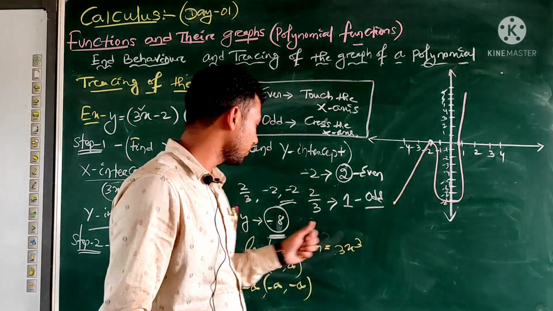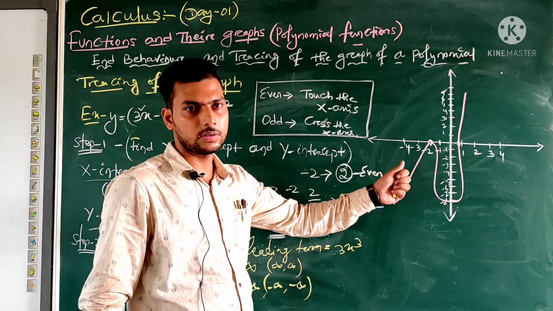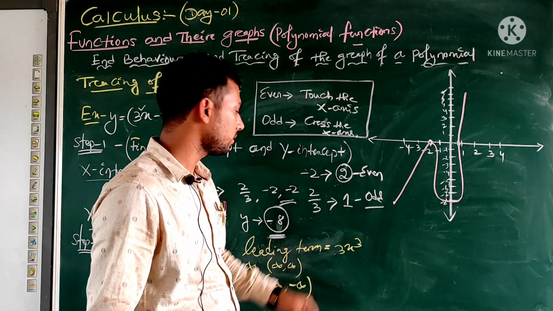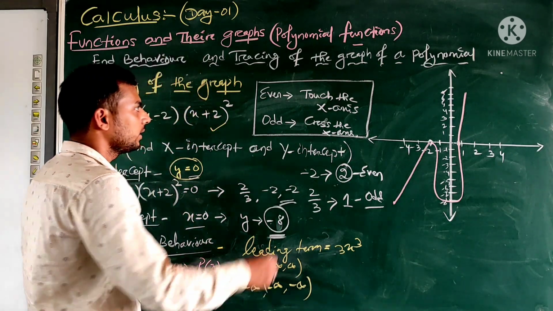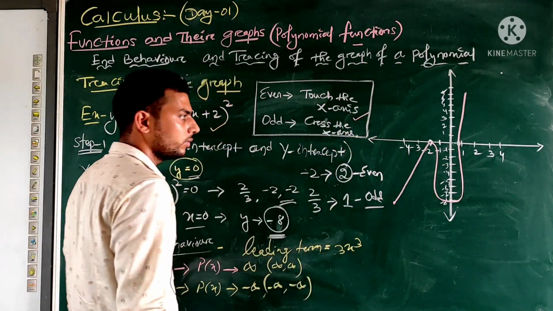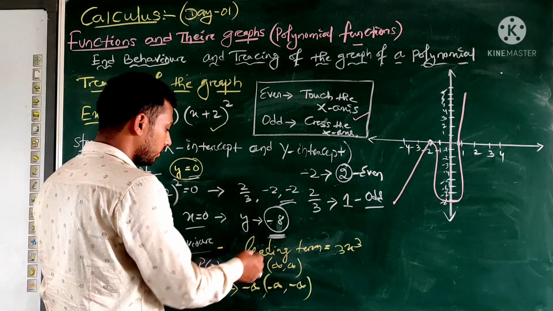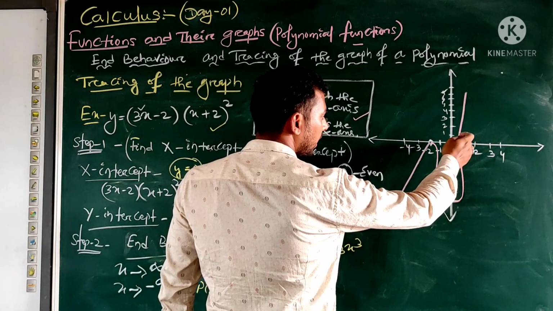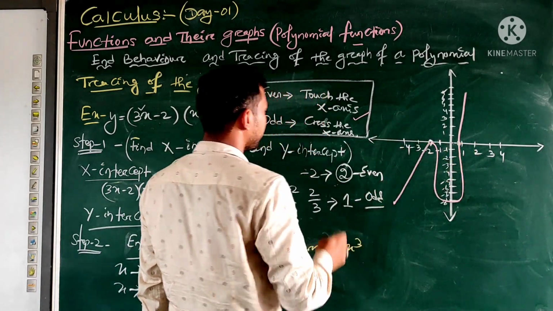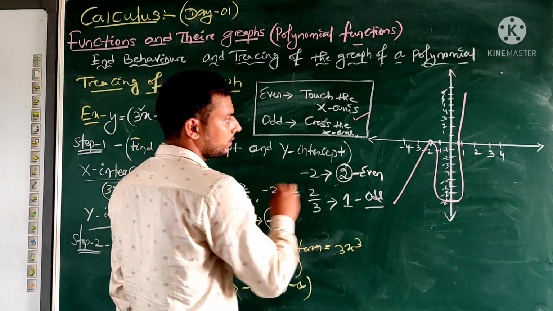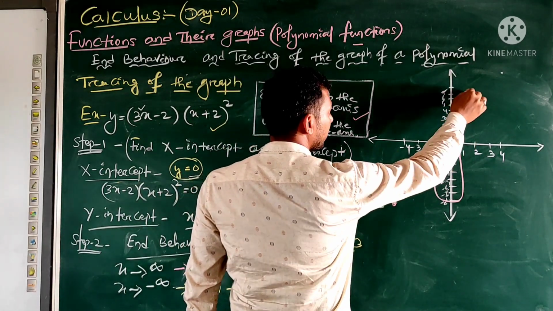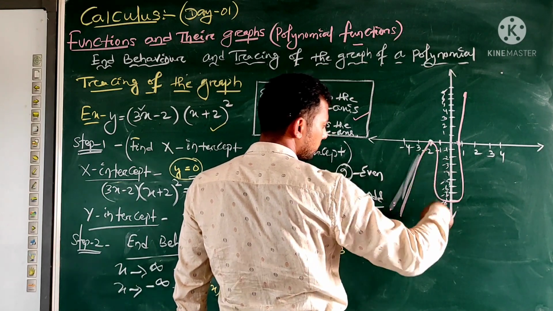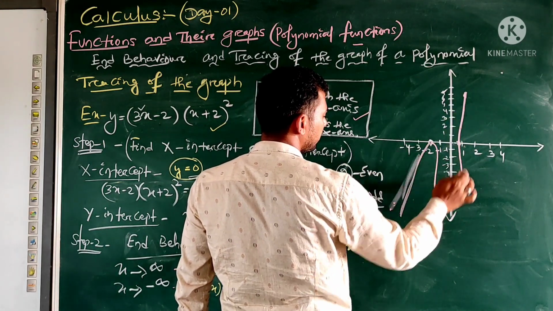Minus 2, 0 is one of the zeros. Here it is touching the x-axis because it has even multiplicity. That's why it will touch the x-axis at minus 2, 0. The y-intercept is minus 8, so it is passing through 0, minus 8, and finally it is crossing the x-axis at 2 by 3, 0. So this is your graph. Maybe this way. You can also consider it this way or this way. But these things we have to take care of.